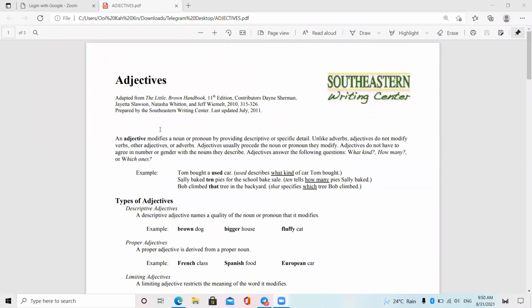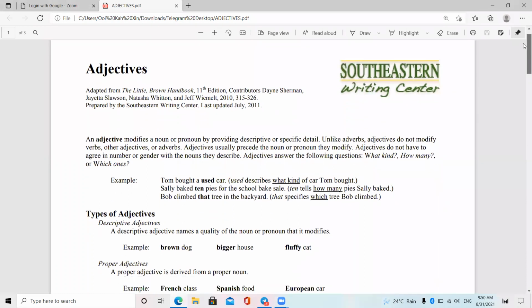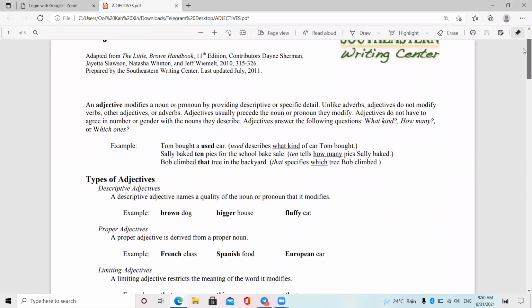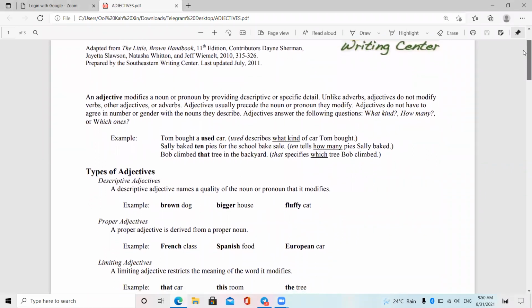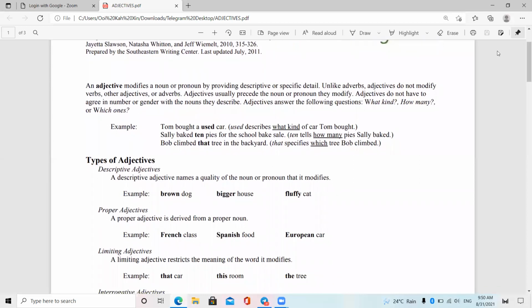Today's lesson is about adjectives. An adjective modifies a noun or pronoun by providing descriptive or specific details. Unlike adverbs, adjectives do not modify verbs, other adjectives, or adverbs. Adjectives usually precede the nouns or pronouns they modify. Adjectives do not have to agree in number or gender with the nouns they describe. Adjectives answer the following questions: what kind, how many, or which ones.